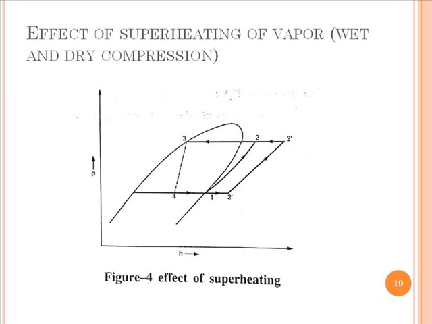First, what is the effect of superheated vapor on the COP of the system? You can see our initial cycle was 1, 2, 3, 4, and now our cycle is 1 dash, 2 dash, 2, 3, 4, 1, 1 dash. When we go for superheating, 1 dash, 2 dash shows the superheated state of the vapor. So what is its effect? That is shown in the next slide.